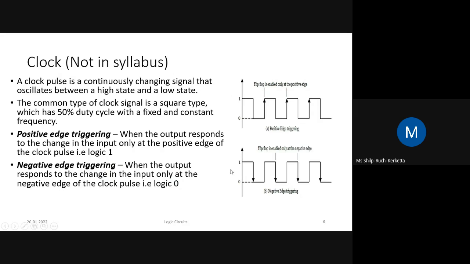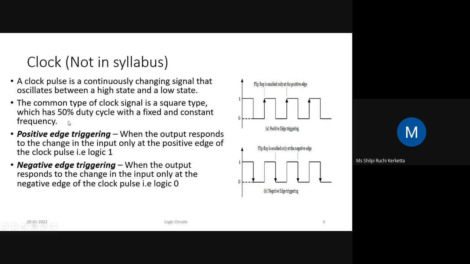So first we need to understand what is a clock. This is not in the syllabus, but you need to understand this clock. A clock pulse is a continuously changing signal that oscillates between high state and low state. So this is like a digital signal which has 1 and 0. These clocks can be different, but here we are using this type of clock, 0101, which is constantly changing. The clock signal is a square type, and it has a 50% duty cycle.